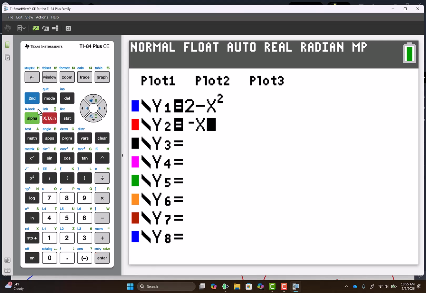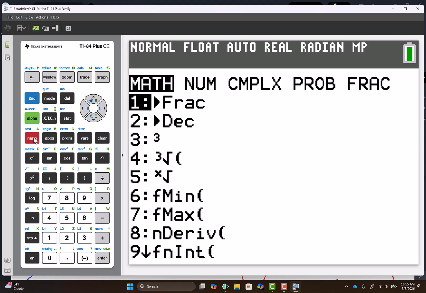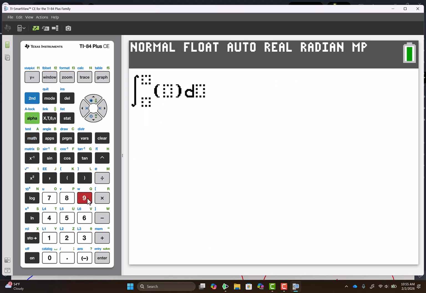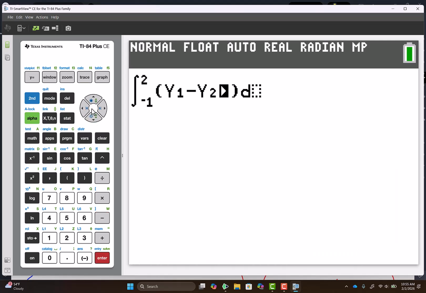And then y2, what am I going to type in? Okay. All right, go to the home screen. Push math. Push number 9. From what to what? -1 to 2. Okay, what equation was on top? The parabola or the linear line? So type in parabola. It's on y1. y1 minus the linear line, so y2. And then just push with respect to x. So does everyone look like that?